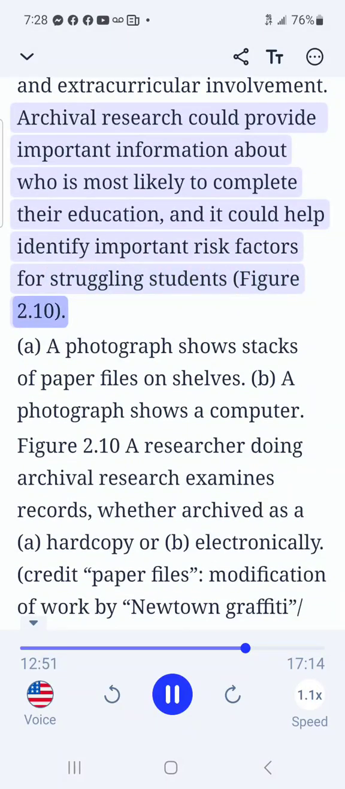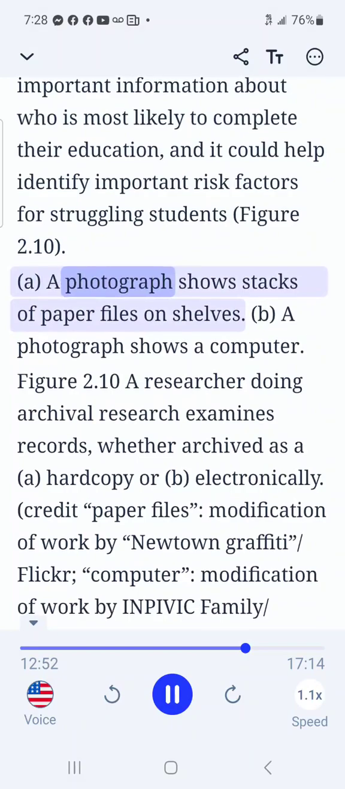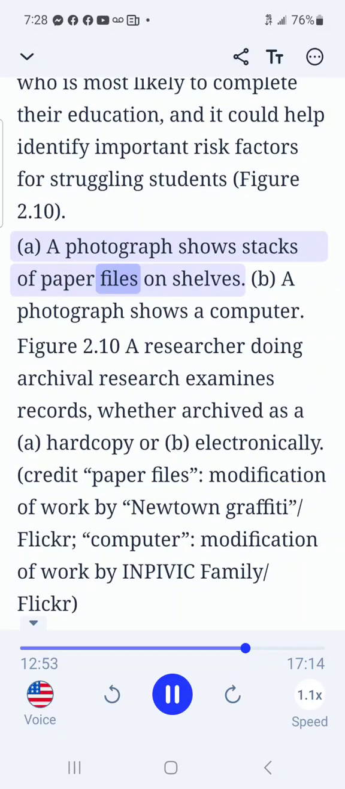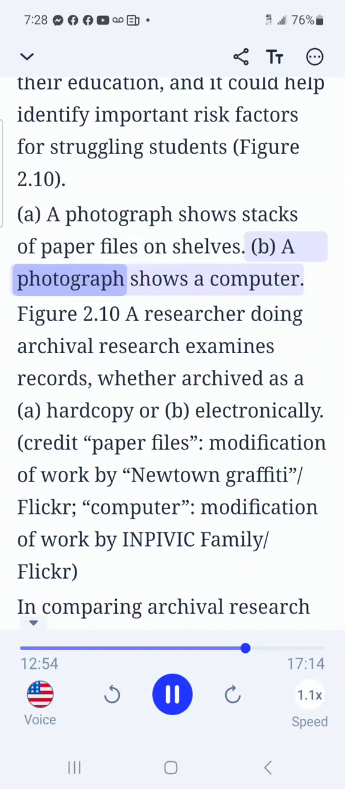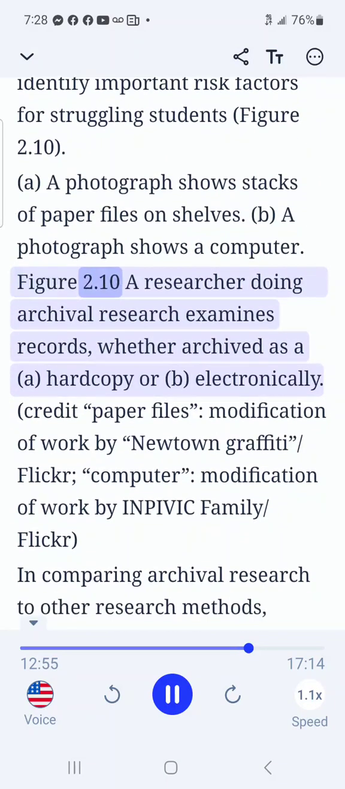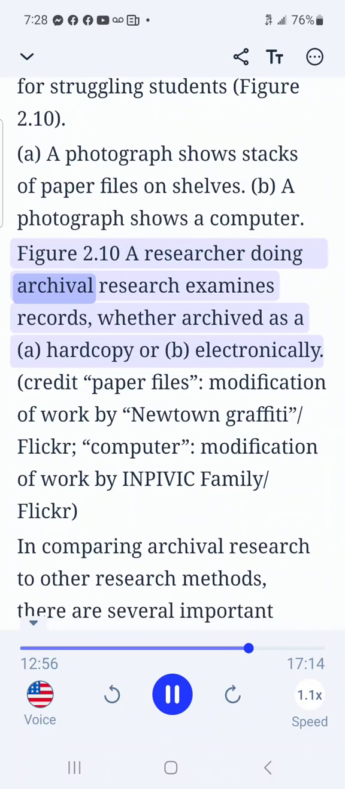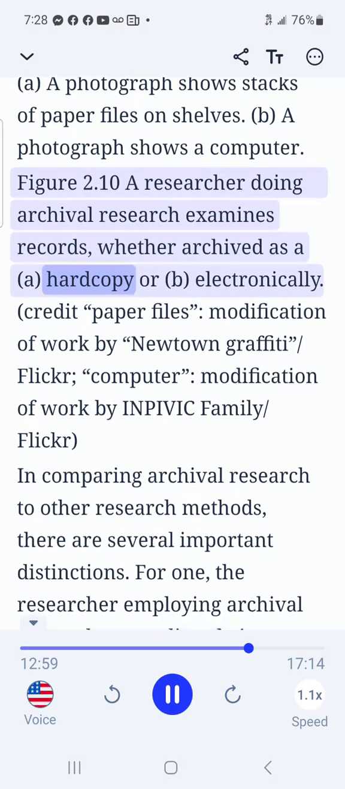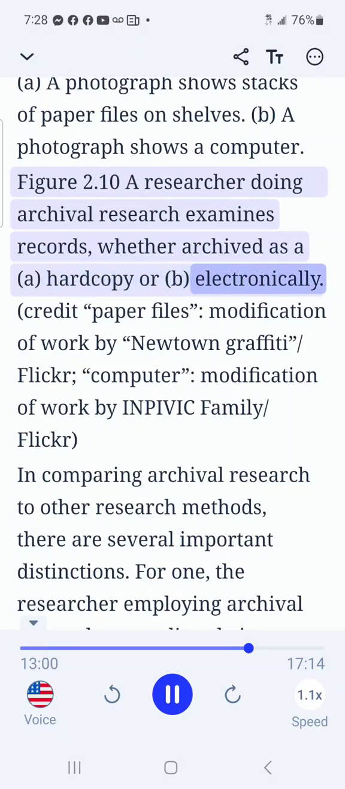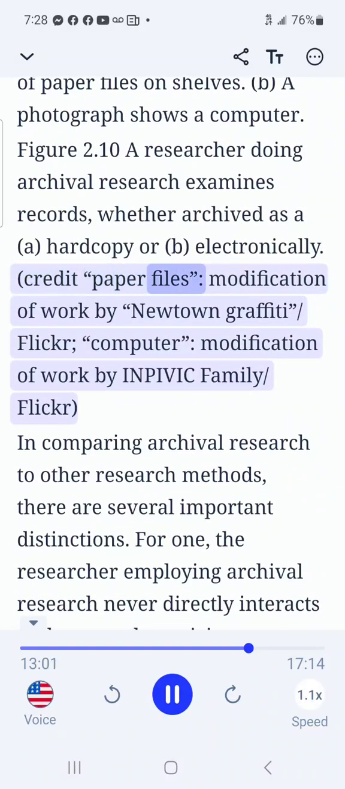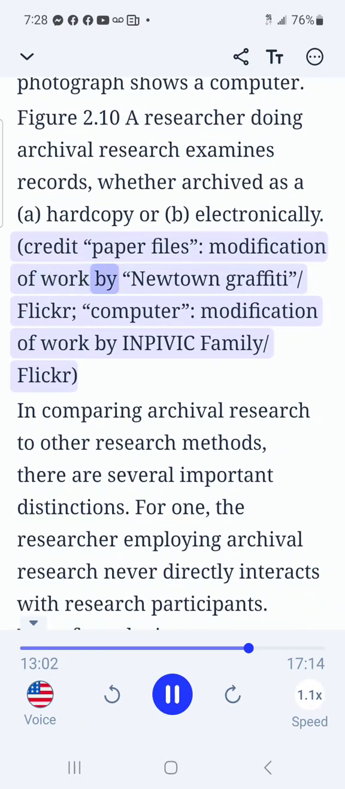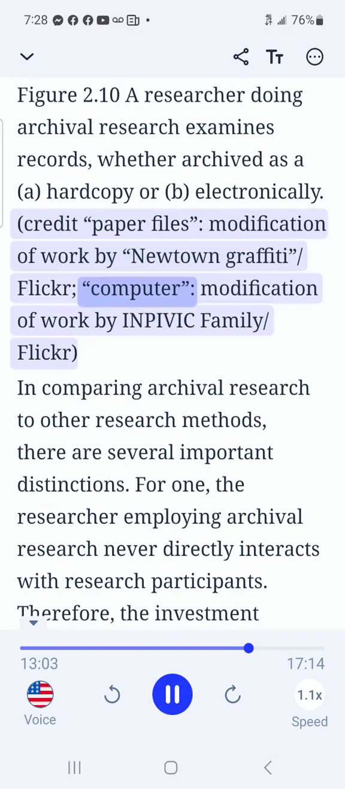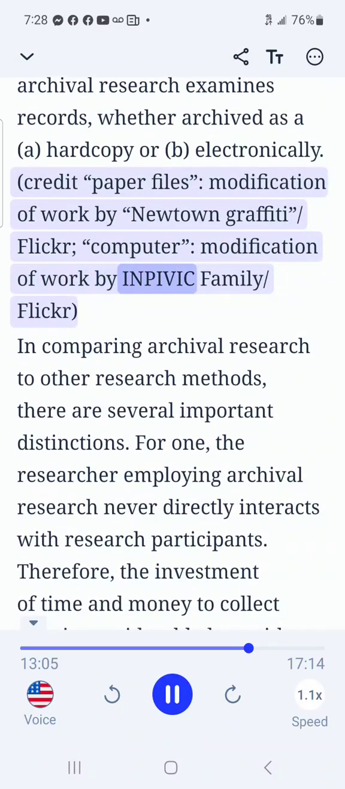Figure 2.10. A. A photograph shows stacks of paper files on shelves. B. A photograph shows a computer. Figure 2.10. A researcher doing archival research examines records, whether archived as A. hard copy or B. electronically. Credit: paper files, modification of work by Newtown Graffiti, Flickr. Computer, modification of work by INPIVIC Family, Flickr.